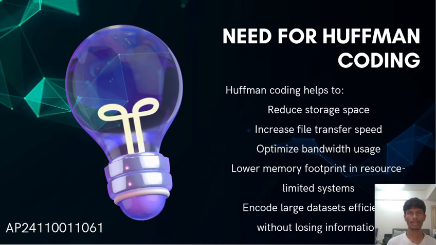Huffman coding also has a low memory footprint, making it ideal for resource limited devices such as embedded systems, IoT devices, and mobile systems. And one of the biggest strengths is that it can encode large data sets efficiently without losing information, because Huffman coding is strictly lossless.